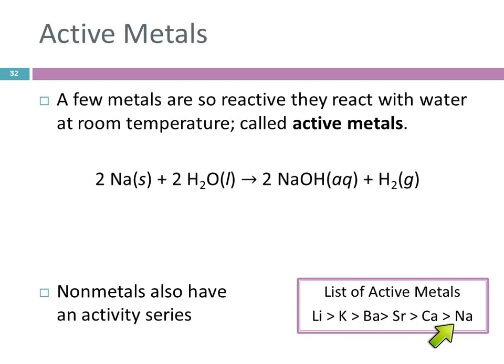And here's the list of active metals and their order. Lithium is the most active. Lithium, potassium, barium, strontium, calcium, sodium. And so there is some pattern in the periodic table there, they're all alkali and alkaline earth metals, but it's not just going straight down the line.